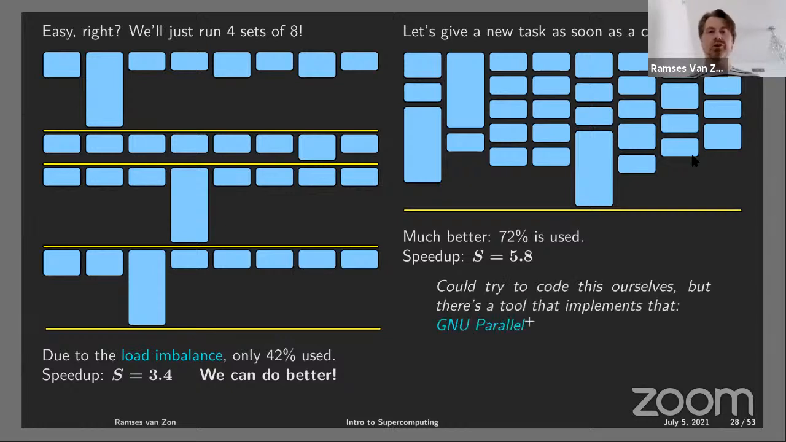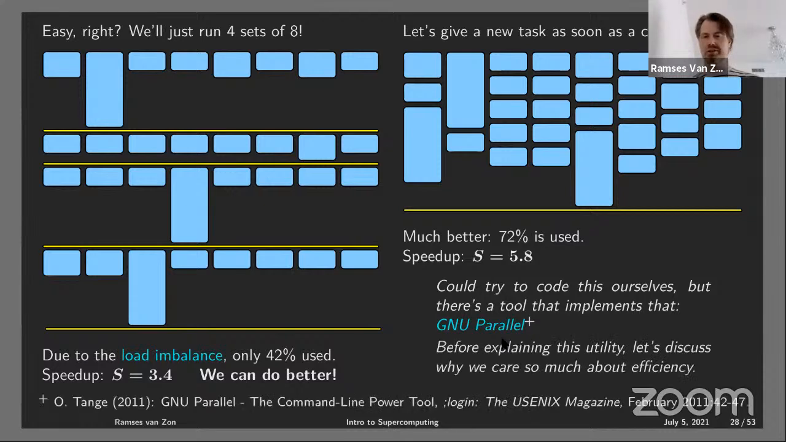By the way, you could code this yourself, of course, starting new tasks as soon as a task is done. You don't have to. There's a tool called GNU Parallel that I have the reference to here that basically does that for you. And you just give it a bunch of tasks, and it will make sure that only 8 are running at the same time. One core is done, a new task is started, and so that's great.